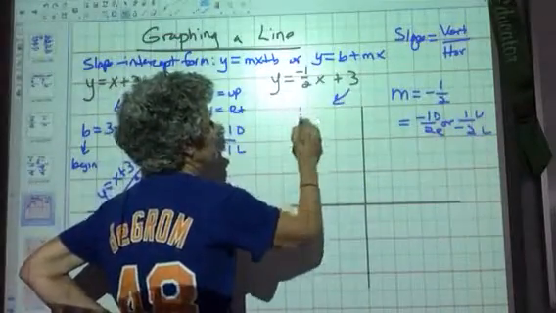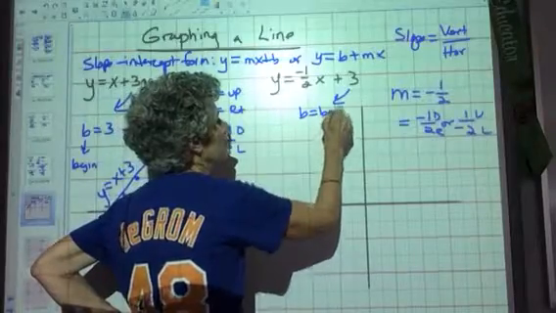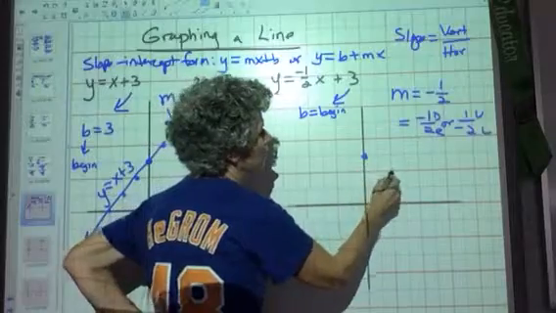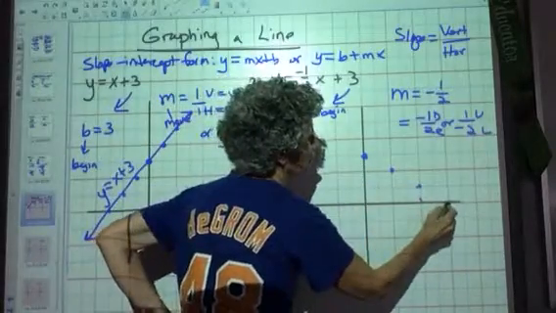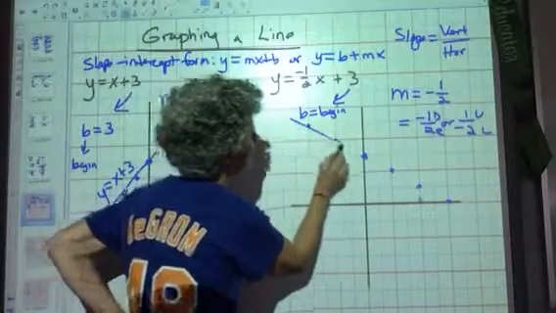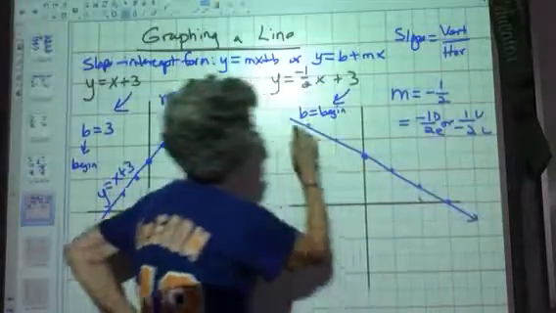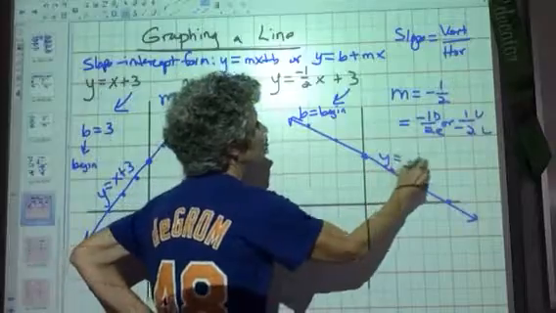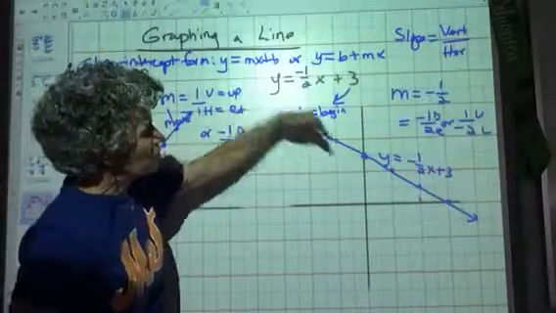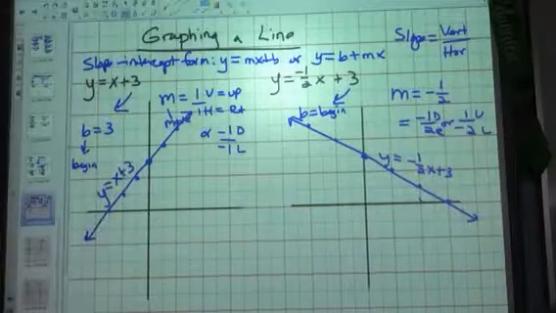And again, here's my B for begin, my y-intercept. So I'm going to start at 3. I'm going to go 1 down and 2 to the right, or I could go 1 up and 2 to the left. You want to keep in mind that you read lines from left to right. So a line that has negative slope should go down from left to right, and this one goes up.